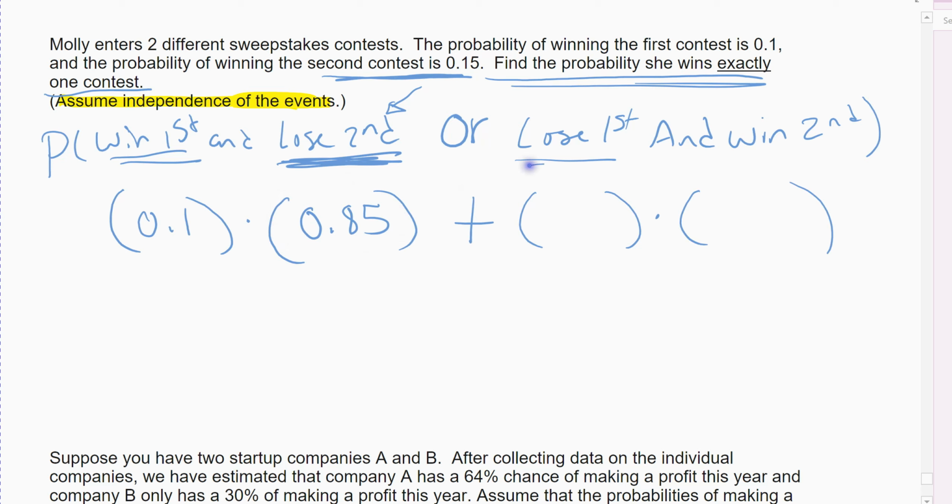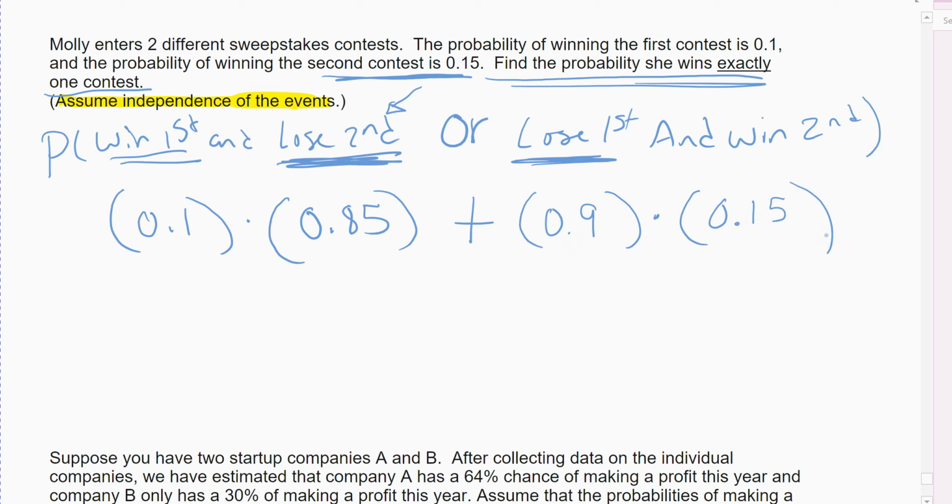Or, so we add, she loses the first, which again is the complement to the first. So the probability of winning the first is 0.1. So the complement of that would be 0.9. So she has a 0.1 probability of winning the first. She has a 0.9 probability of losing it. And then the probability of winning the second. So we multiply times that 0.15. Right? And then just make sure you're careful. Multiply and add correctly. Follow order of operations.